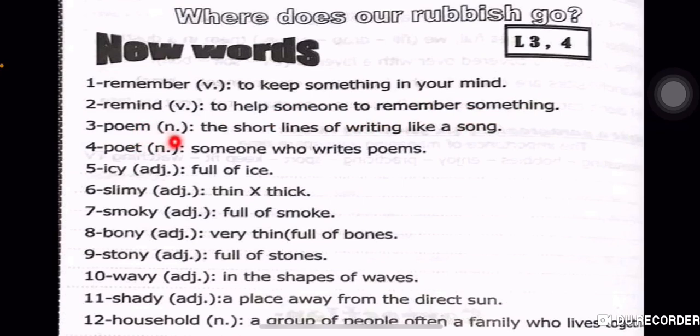Number 3, poem. Poem is a noun, means the short lines of writing like a song. Number 4, poet. Poet is a noun. It means someone who writes poems. Number 5, icy. Icy is an adjective. It means full of ice.